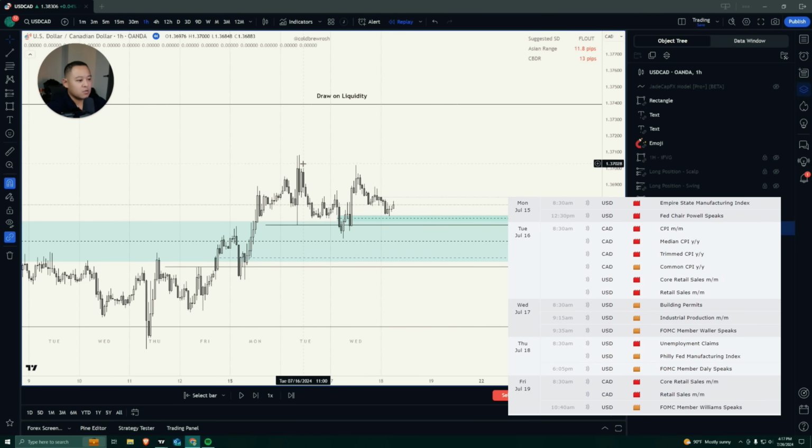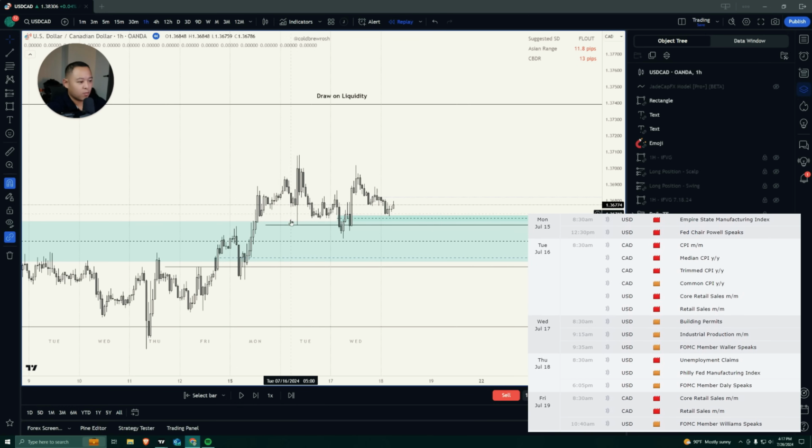You can see that Tuesday, core retail sales, right? We just had one big news candle, took out buy side liquidity, took out sell side liquidity, and then just fell back into the range. And then Wednesday, we had building permits and industrial production. And you can also see that, right? We've expanded away a little bit, but then collapsed back into a range. So really, this is just all consolidation. So coming up into Thursday we had unemployment claims at 8:30.